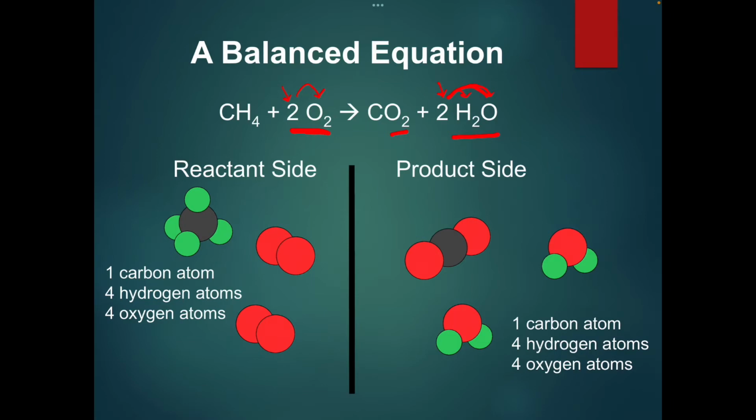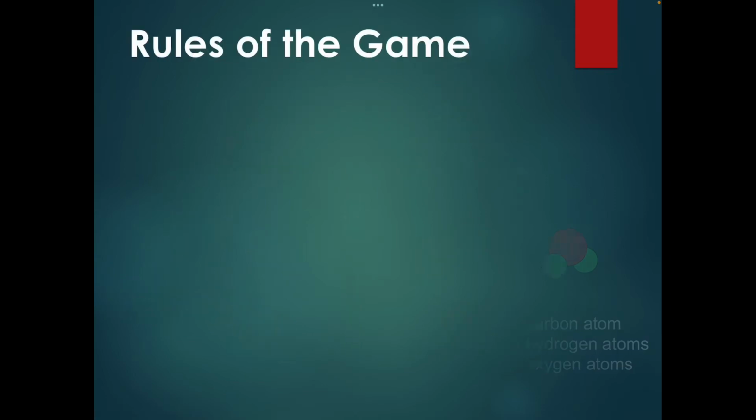Okay, the same thing will happen now with our hydrogens. We had 4 hydrogens here, and now we have 2 times 2 gives us 4 hydrogens there. So by adding these coefficients, we multiply them in to allow us to obey the law of conservation of matter. So now we have the same number and type of atoms on each side of our reaction arrow.